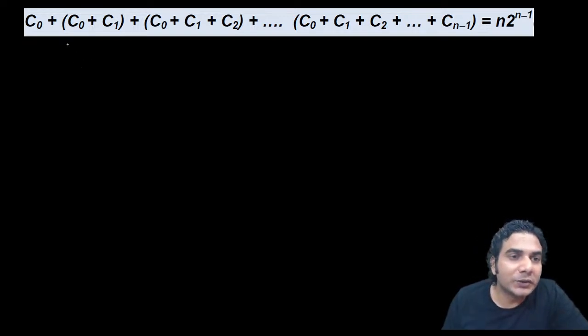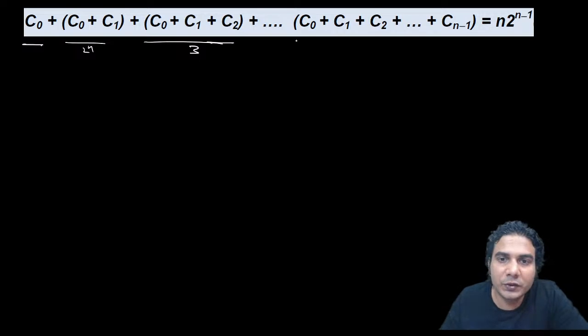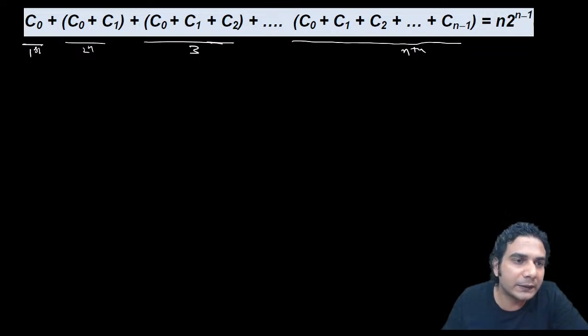Okay. So count all the C. How many brackets can you see? This is the first term. This is the second term. The second term is ending with 1. This is the third term, and the third term is ending with 2. So this will be the nth term because this is ending at n minus 1. So nth term, nth bracket, you can say.